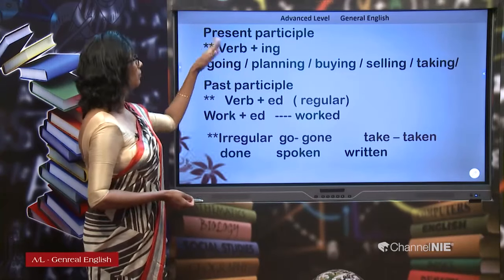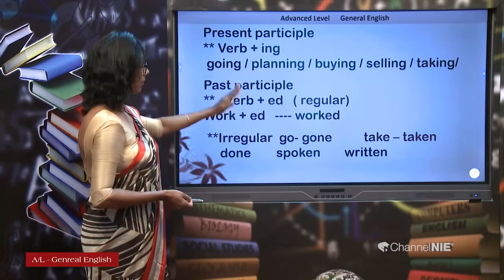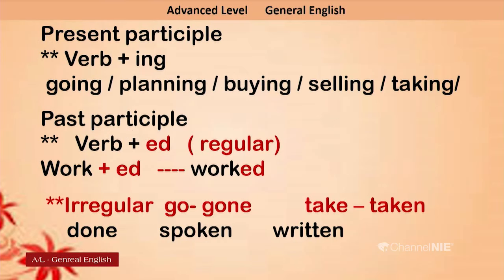Right, I have explained here what we mean by present participle and how to form it, and past participle. This is something you have to pay much attention to. Present participle is very easy: main verb plus ing. We have heard enough examples: going, planning, buying, selling, talking, right? Then past participle is something you have to know very well. Verb plus ed is the regular way we form the past tense. When you have ed for the past tense, we get the same word for the past participle as well. For example, work, worked: the past tense and the past participle are the same, worked.